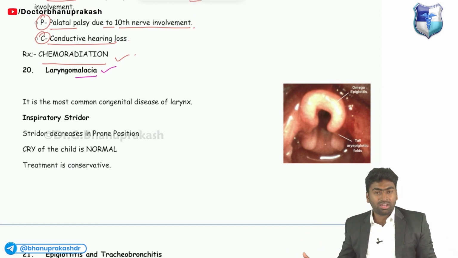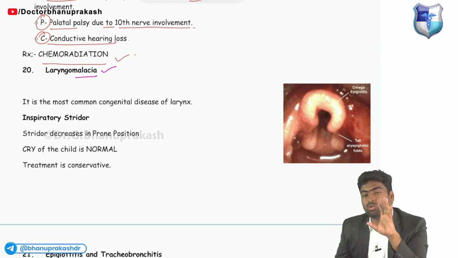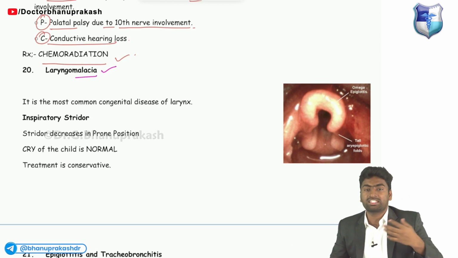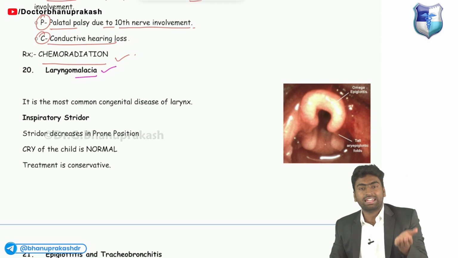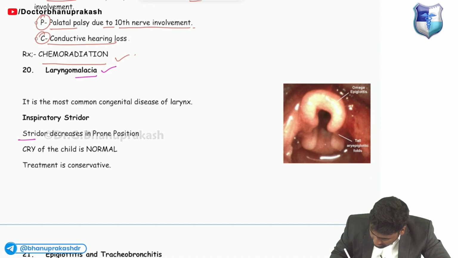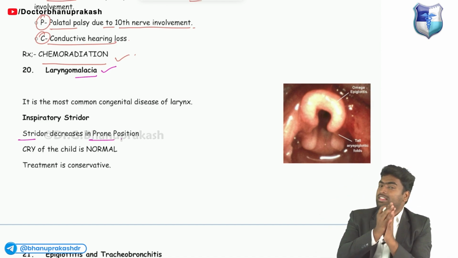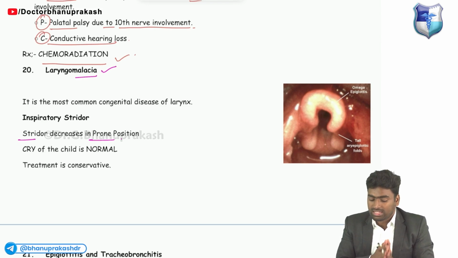Usually laryngomalacia means a floppy epiglottis, and it is a congenital condition. Mostly it won't have any complications or symptoms unless complications arise. Mostly the stridor will be there in the supine position. When you turn the baby into the prone position, the stridor will settle.